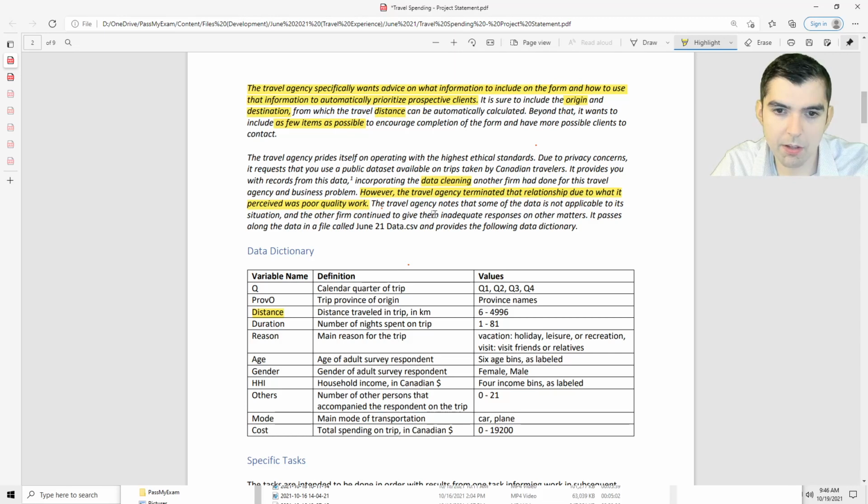And the firm continued to give them inadequate responses on these matters. It passes along the data as a file called June 21 and provides the following dictionary. So you know right away that there are going to be problems in the data, and there's going to be information that isn't applicable to the situation.